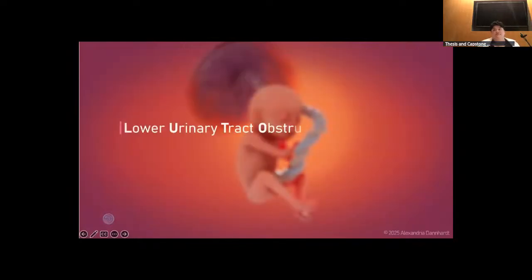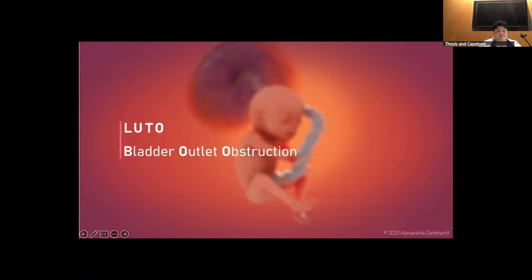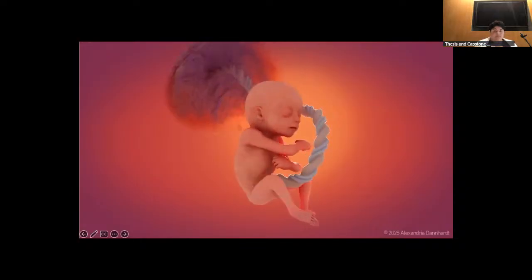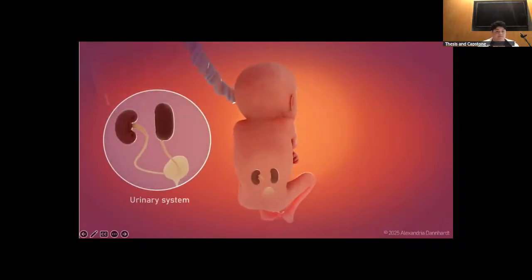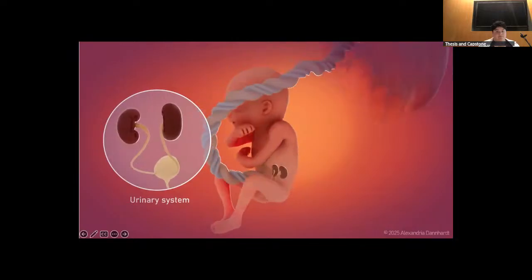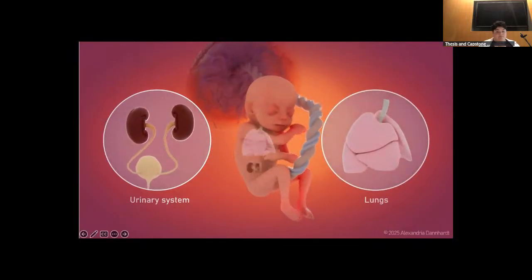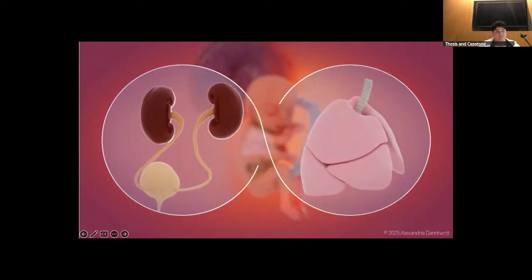Lower urinary tract obstruction, or LUTO, sometimes called bladder outlet obstruction, or BOO, is a fetal condition that is diagnosed during pregnancy. This condition primarily affects the urinary system, but can also impact the growth of other organs, particularly the lungs, because these systems are closely linked during development.